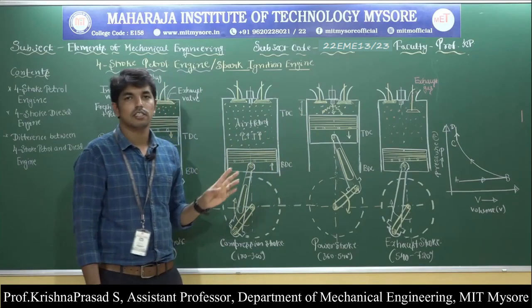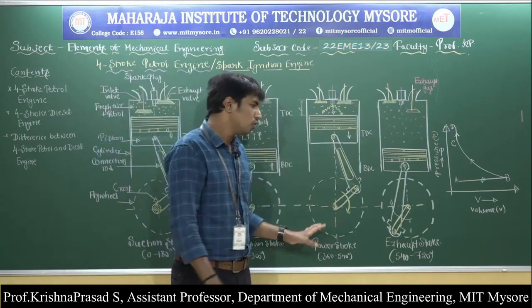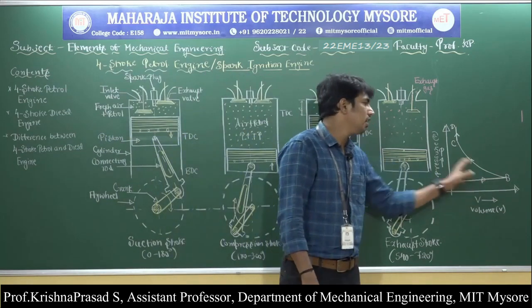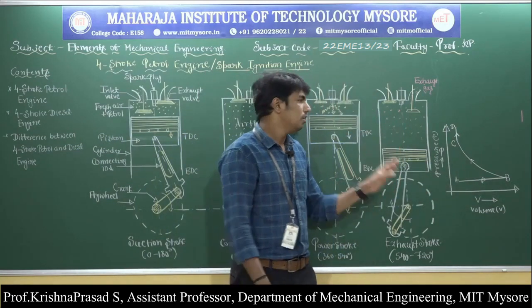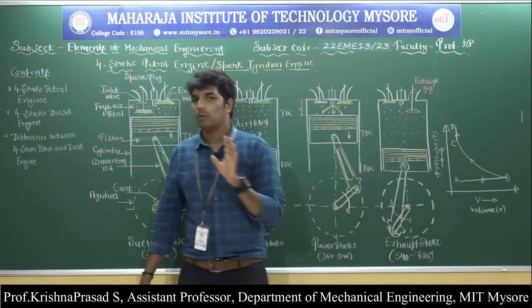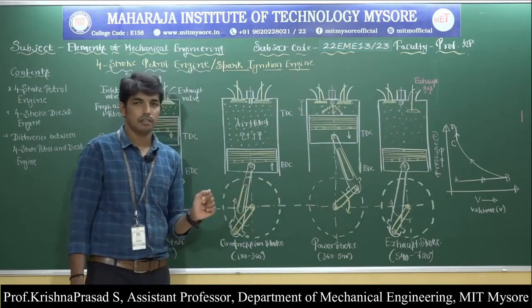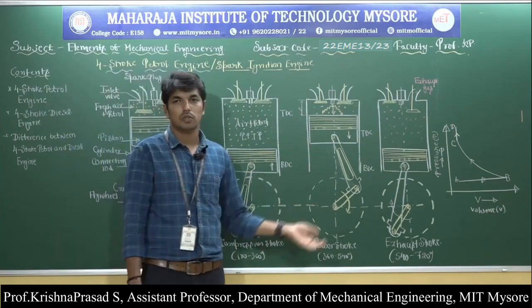So that's why it is called the theoretical Otto cycle. Here the compression stroke is represented by line BC on the PV diagram, and combustion at constant volume is represented by line CD on the PV diagram. So this is regarding the compression stroke. Then we are moving on to the power stroke.